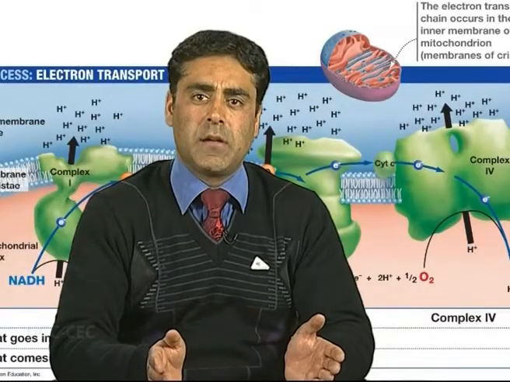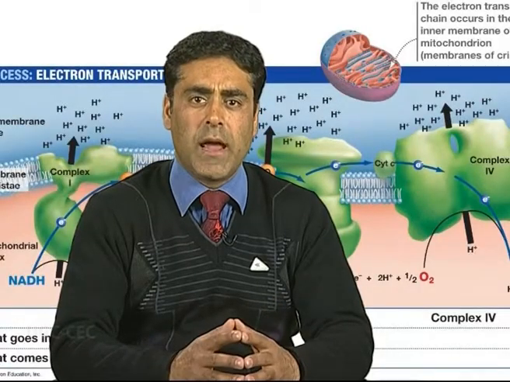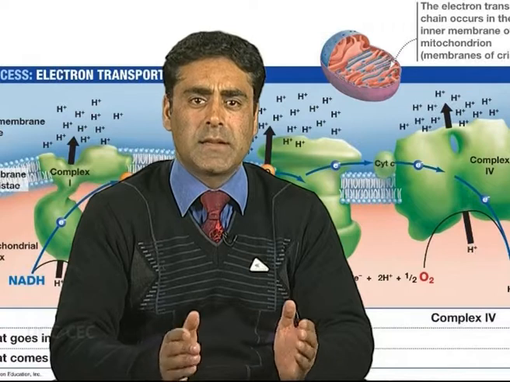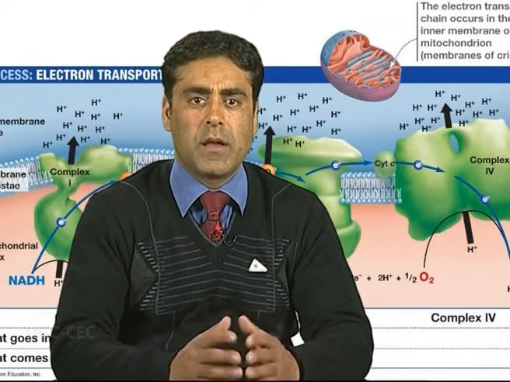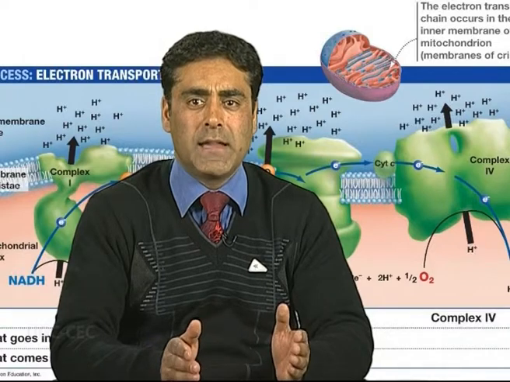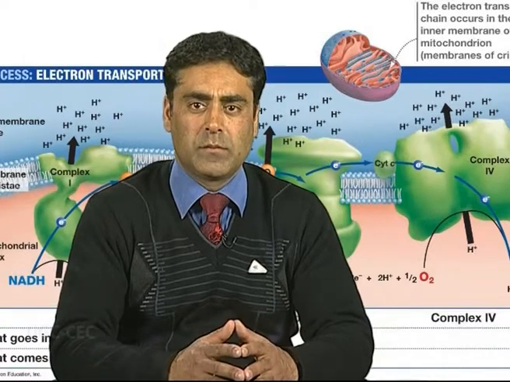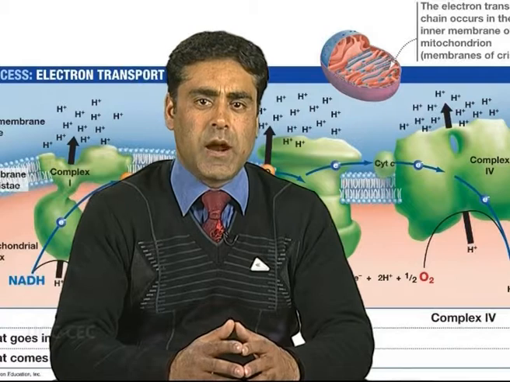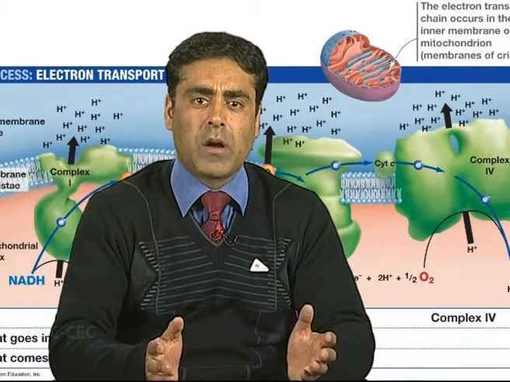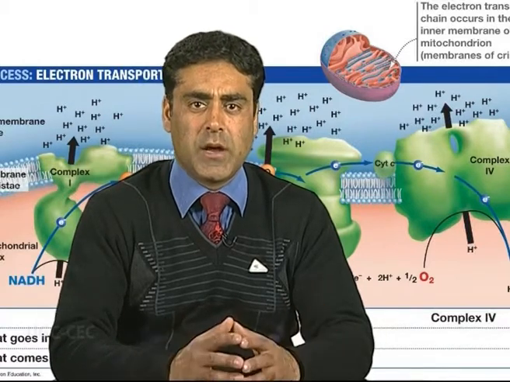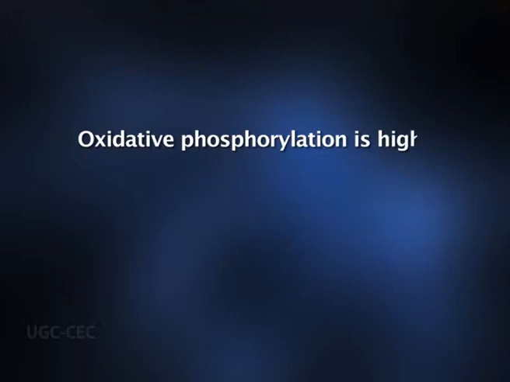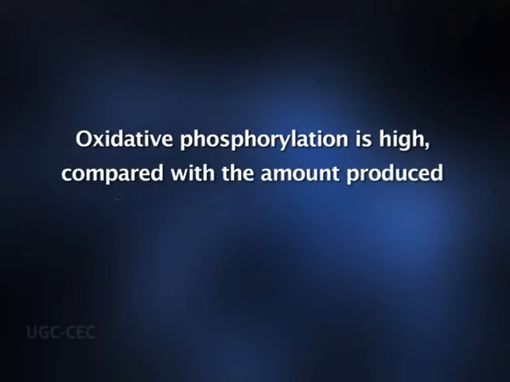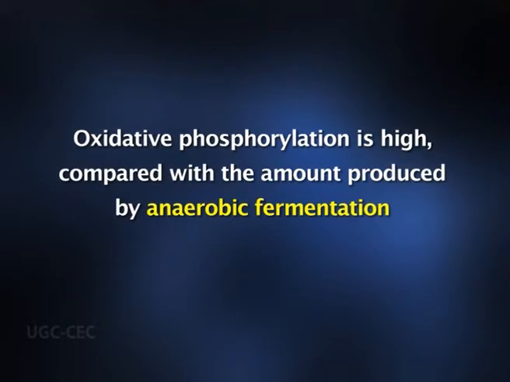ATP synthase releases this stored energy by completing the circuit and allowing protons to flow down the electrochemical gradient back to the N side of the membrane. This kinetic energy drives the rotation of part of the enzyme's structure and couples this motion to the synthesis of ATP. The amount of energy released by oxidative phosphorylation is high compared with the amount produced by anaerobic fermentation.